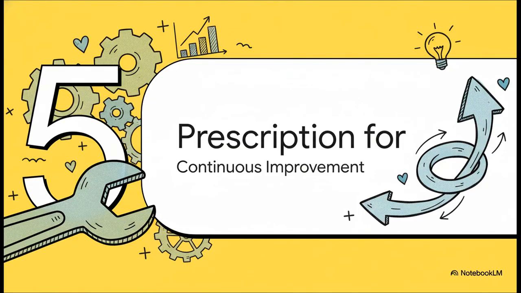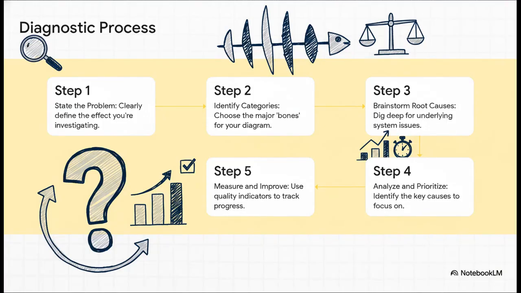So, when you put it all together, what's the prescription for a healthier hospital? Well, there's no magic pill. It's really about a disciplined, continuous process of improvement. And this is basically the playbook right here. Step 1, define your problem, crystal clear. 2, use the fishbone to brainstorm and dig for those root causes. 3, analyze what you found and decide where to focus your energy first. And finally, step 4, use those quality indicators to measure your progress. And then, you start the cycle all over again.